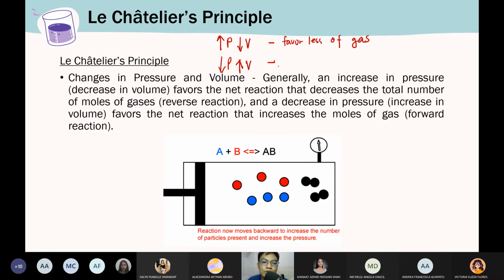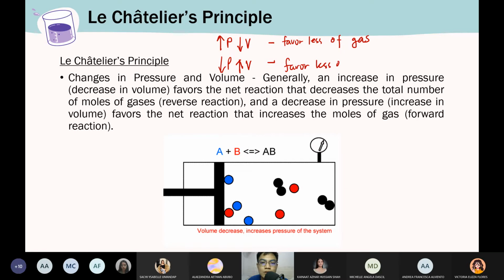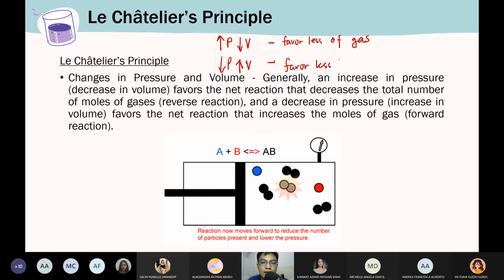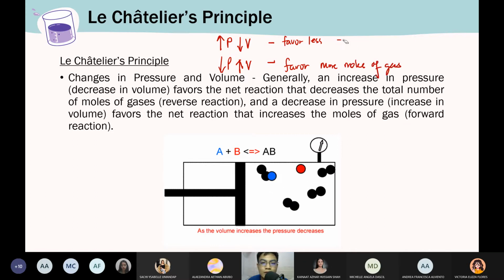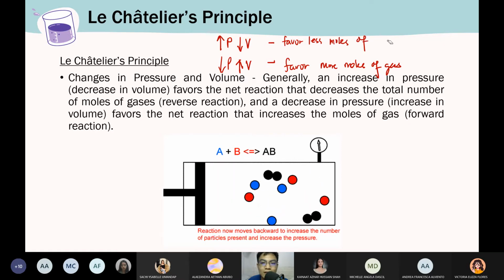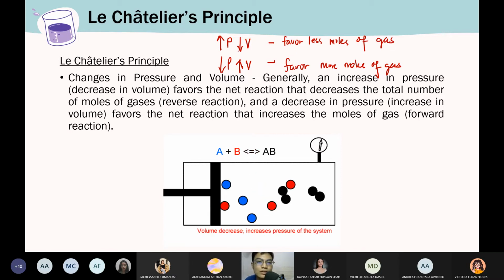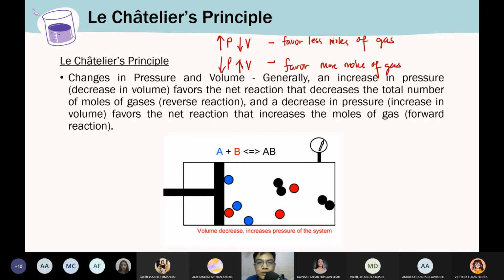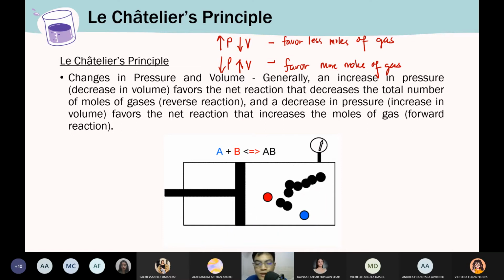While if you decrease the pressure or increase the volume, you favor more moles of gas. Okay? Sorry, medyo nagmamadali. Okay, so ganun ang idea. Pag nag-increase ng pressure, decrease ng volume, any of the two, you will favor the less moles of the gas. But if you decrease the pressure, increase the volume, you favor the more moles of gas.